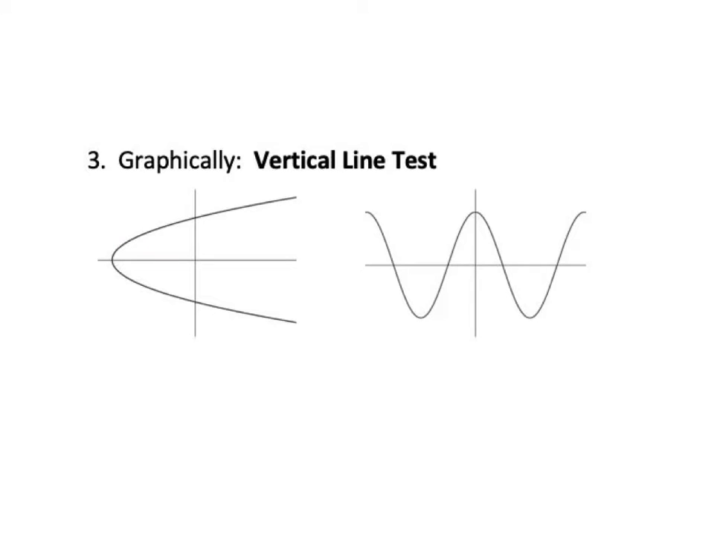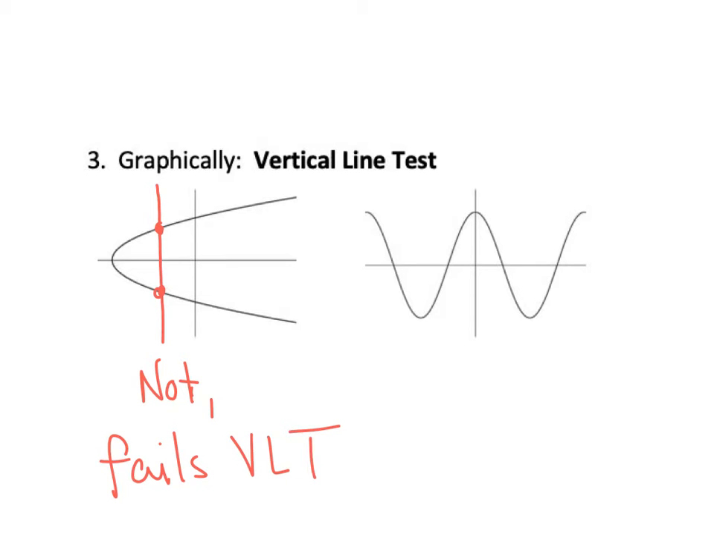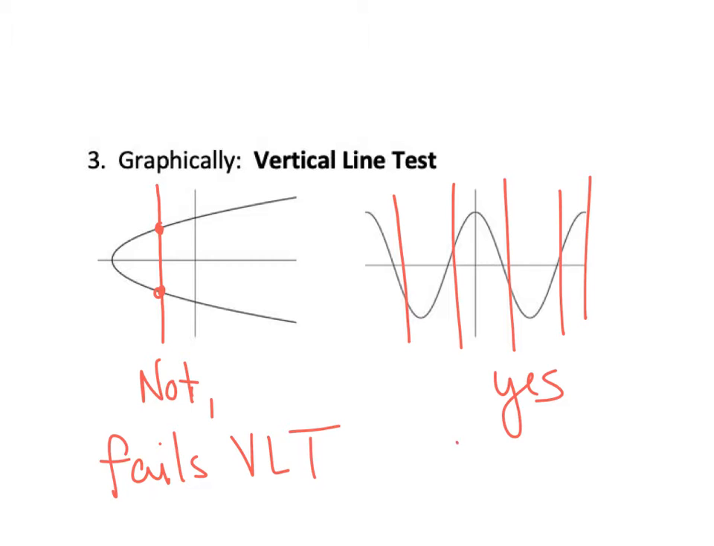When you're given a graph, you should know that you're looking at the vertical line test, which states that if I draw a vertical line, it can only pass through the graph at one point. This is hitting twice, so this is not a function. It fails the vertical line test. This curve over here is a function because no matter where I draw it, it only passes through at one point. Yes, it passes the vertical line test.